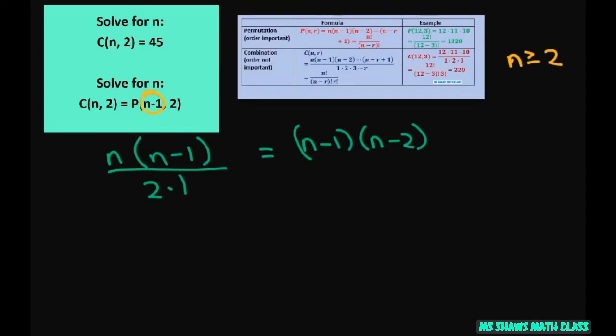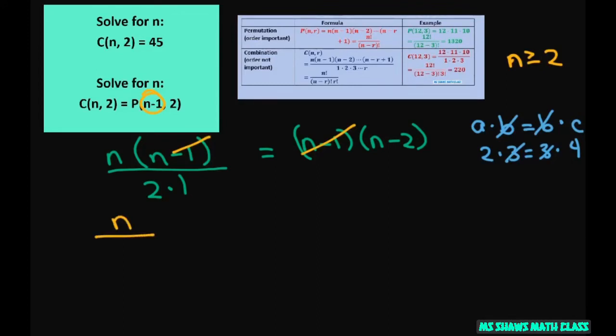All right, so now we can clean this up. Basically, when you have something like this, if you had A times B equals B times C, then the B's can cancel. Because that's just like saying 2 times 3 equals 3 times 4, but it's just excess, so you can cross it out. So basically we can cancel these two out, and what we're going to get is n divided by 2 equals n minus 2.